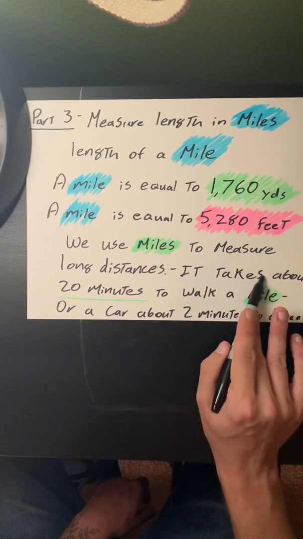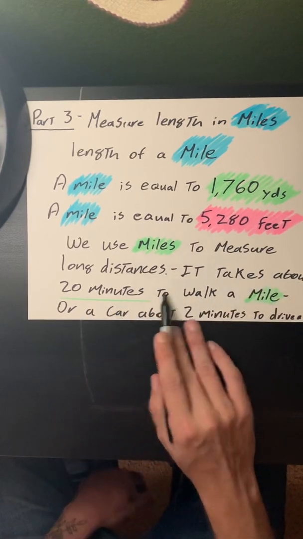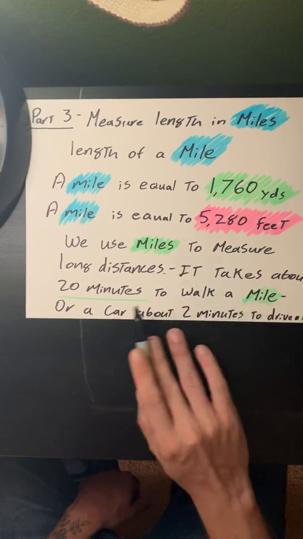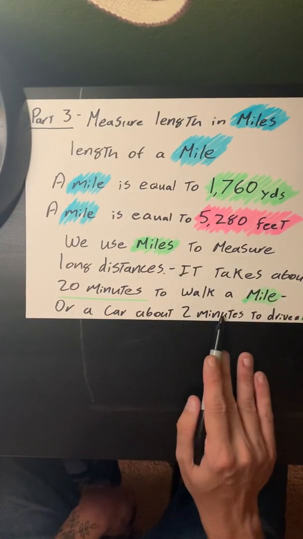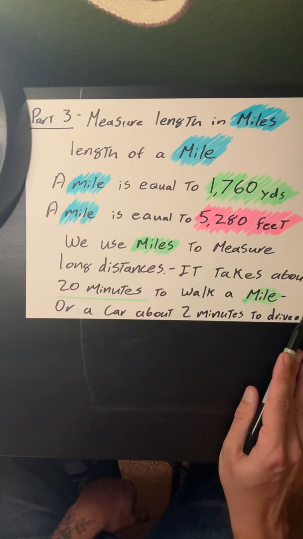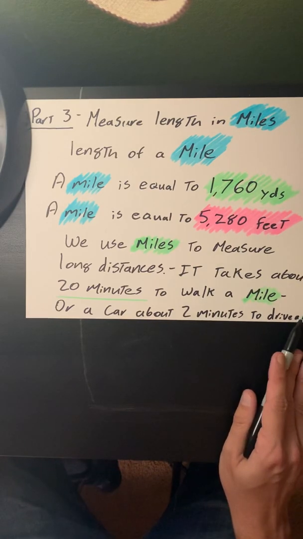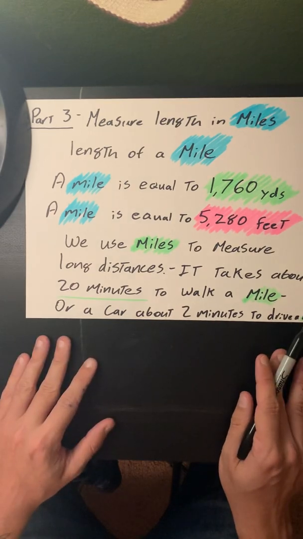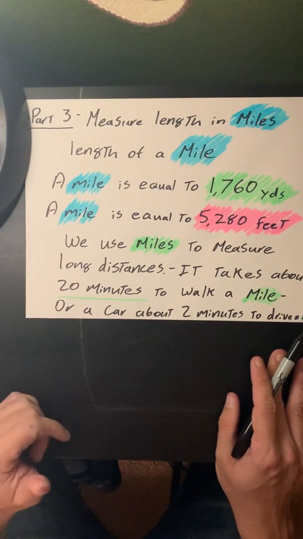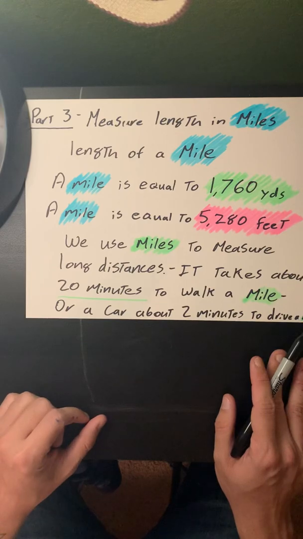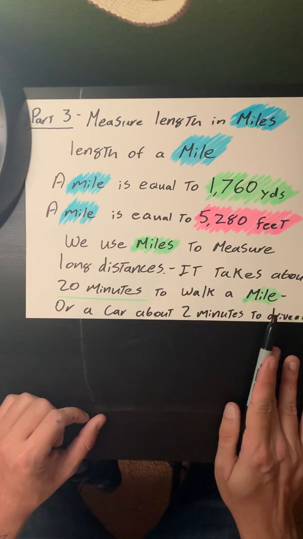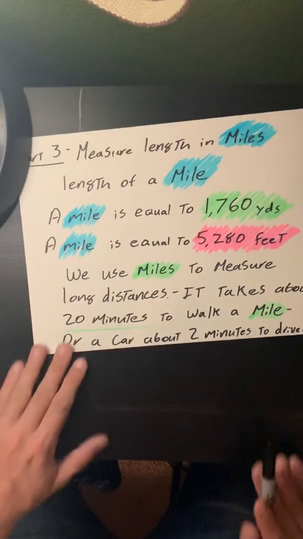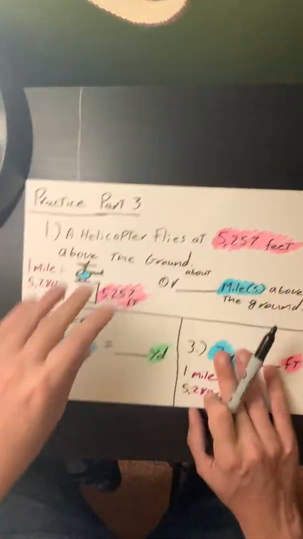It takes the average human about 20 minutes or so to walk a mile, or your car about 2 minutes to drive a mile if you're following the speed limit. So miles are for measuring the distance of, say, your house to Paideia, your house to Chase Field where the Diamondbacks play. Any distance where you think it would be easier to get in a car to go that far, you'd measure in the length of a mile. Okay?